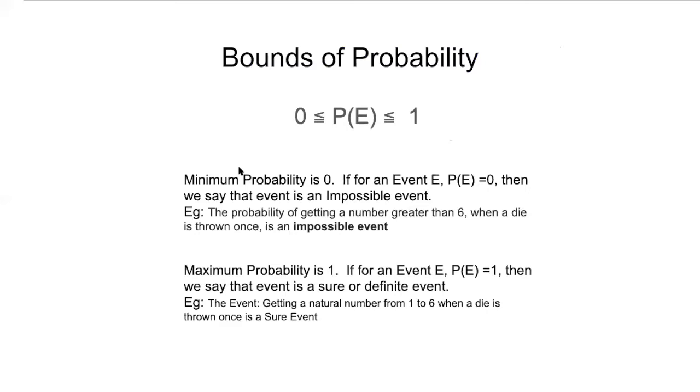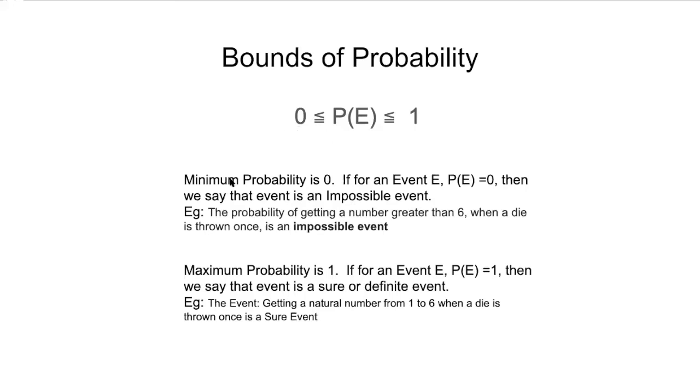What are the bounds of probability? Bounds means the probability can only be between 0 and 1. It can be 0, it can be 1, or it can be any number between 0 and 1, but it can never ever be greater than 1, or less than 0. So if you're writing the answer and you get the probability as less than 0 or more than 1, then it is a wrong answer. You can immediately know that it is wrong, and you will get 0 marks for that.